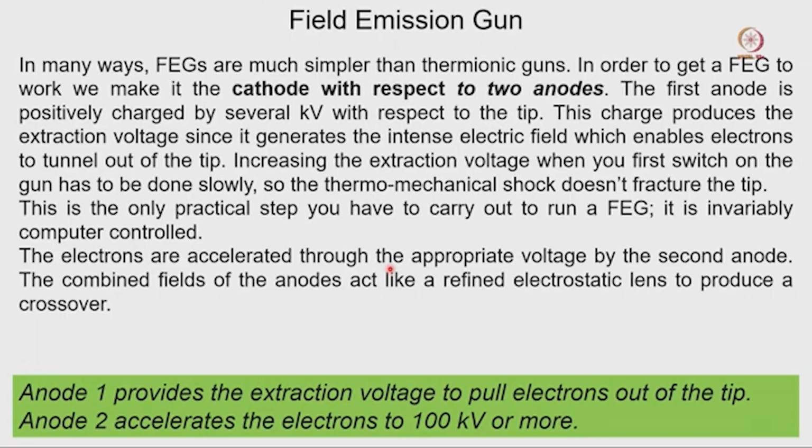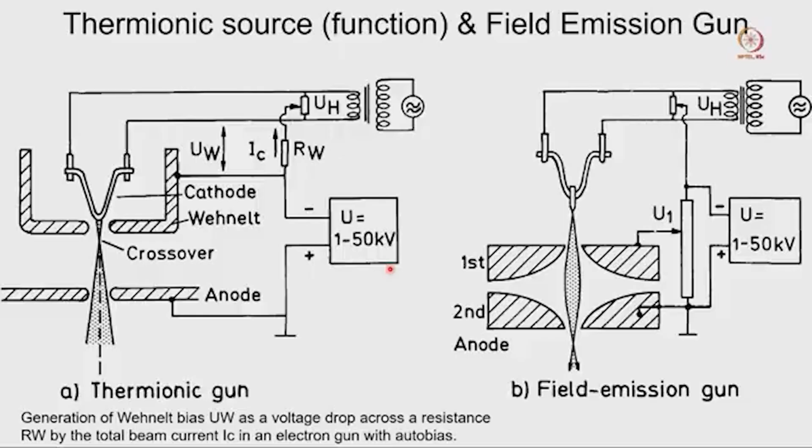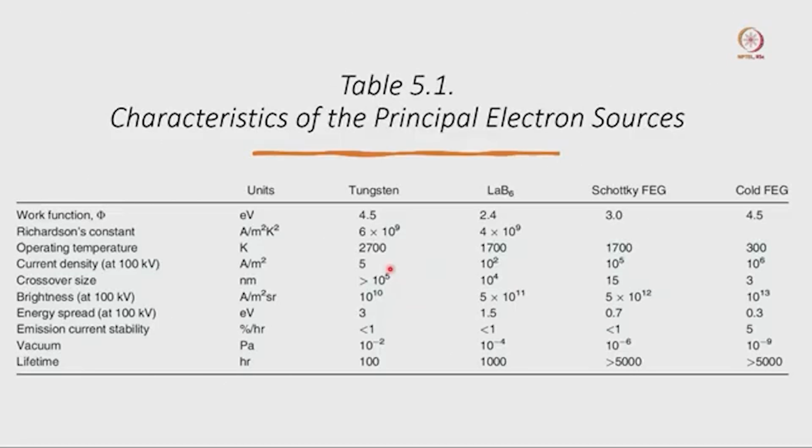Now one question comes up: what kind of filament do we use when we do the imaging? Here there are some values. For the tungsten filament you can see the work function is 4.5, for the LaB6 filament it is 2.4, the Schottky it is 3, and the cold FEG it is 4.5 again. So how do we make a Schottky filament?